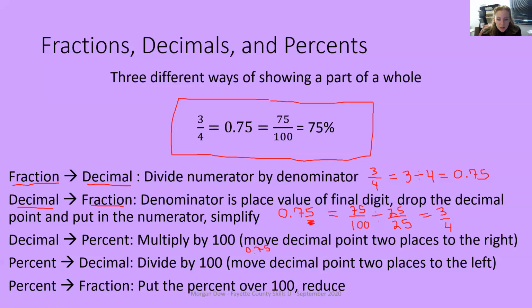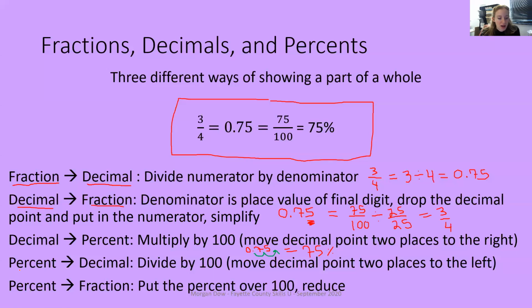I can take my decimal point and move it over 1, 2, right? I'm multiplying by 100, so I would expect my final answer to end up being bigger than what I started with. You can use that to help you decide which direction the point needs to go in. So 0.75 will become 75%. And that's decimal to percent.